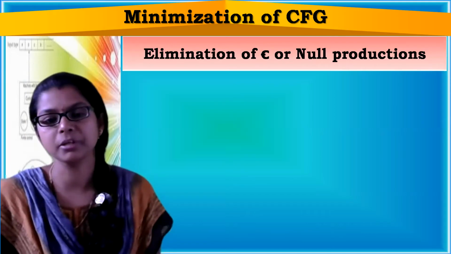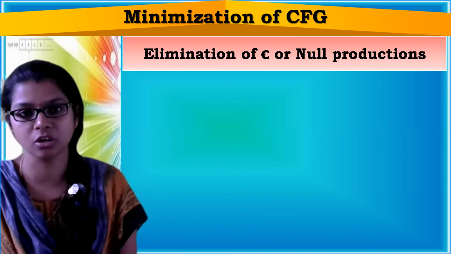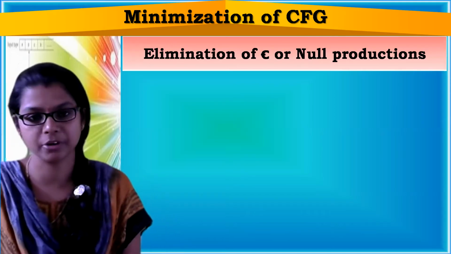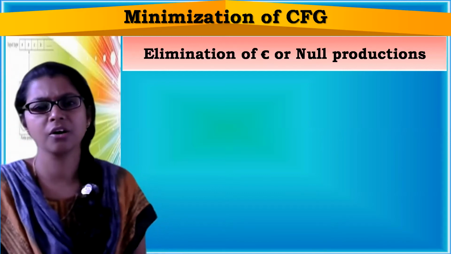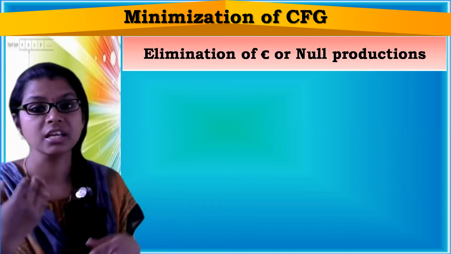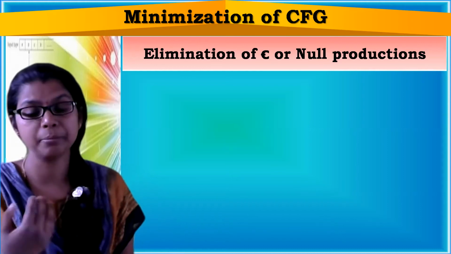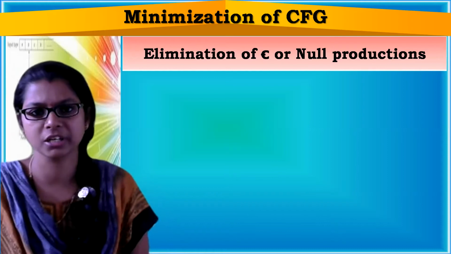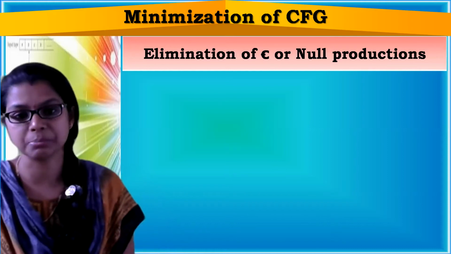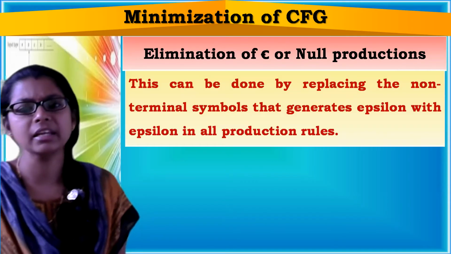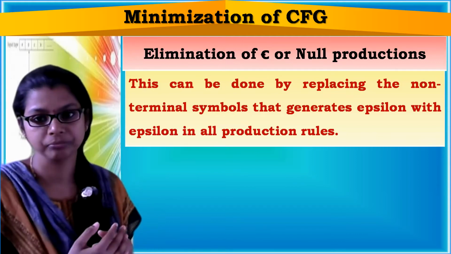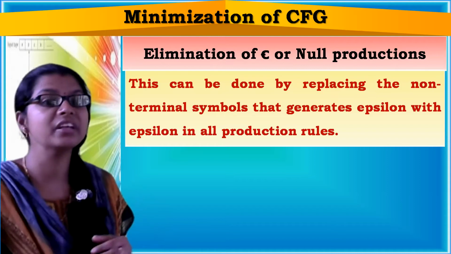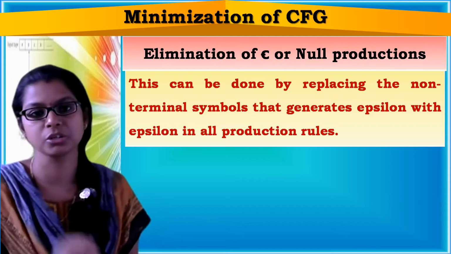Okay. Now coming to the elimination of epsilon or null productions. We already know what we mean by epsilon production. Suppose A producing epsilon is an epsilon production. Now how to eliminate these epsilon productions? Simply by replacing the non-terminal symbols that generate epsilon with epsilon in all its production rules.